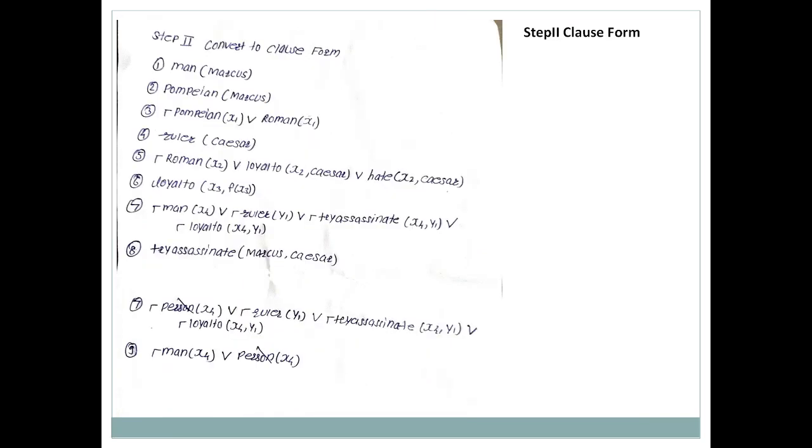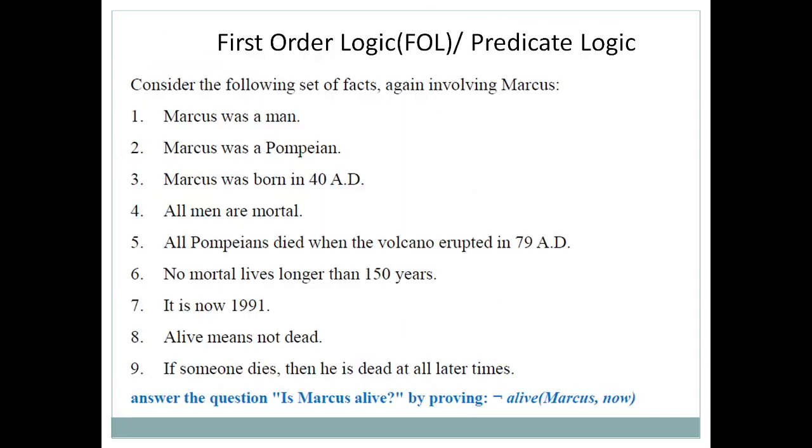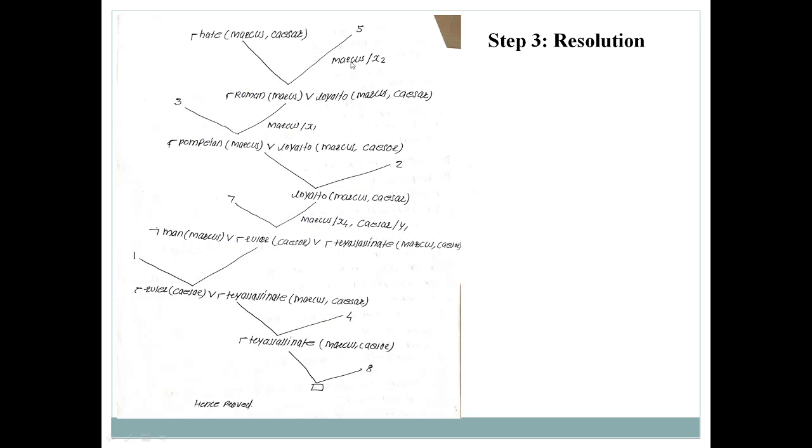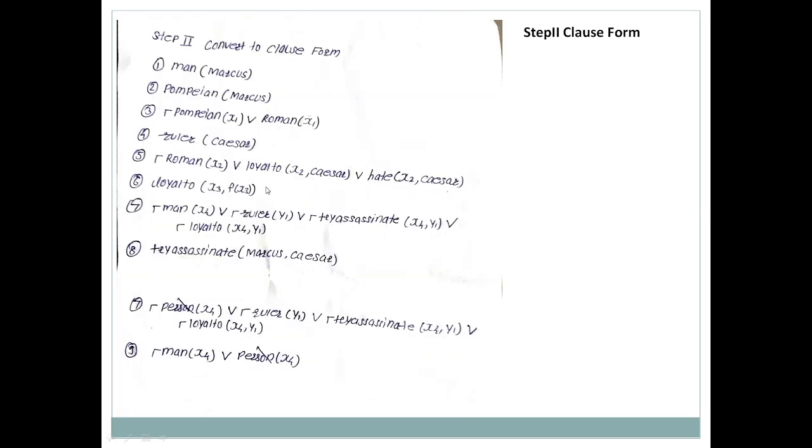Now see here, in the given statement Marcus is there, and in the clause form x2 is there. So we have to replace this x2 with Marcus, and equate with statement number 5. If you equate this statement with statement number 5, obviously the hate statement will get cancelled, but the remaining statement will remain as it is: negation of Roman, with x2 replaced by Marcus, and this x2 also replaced by Marcus.